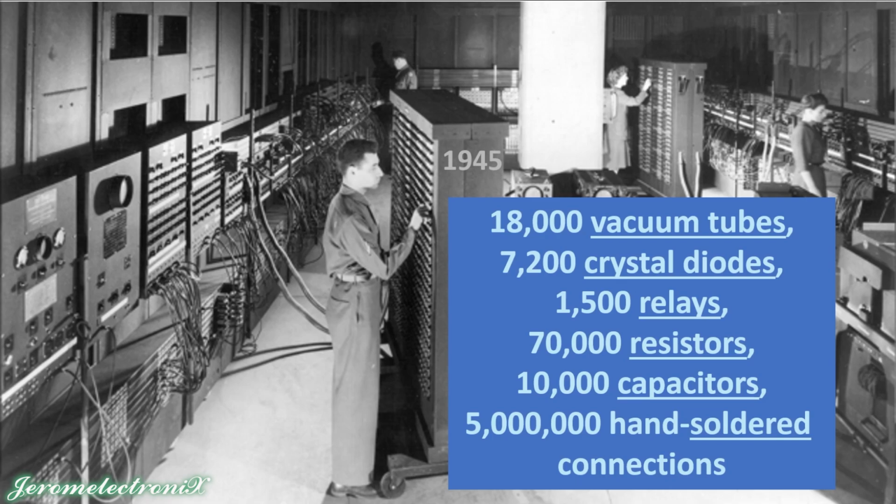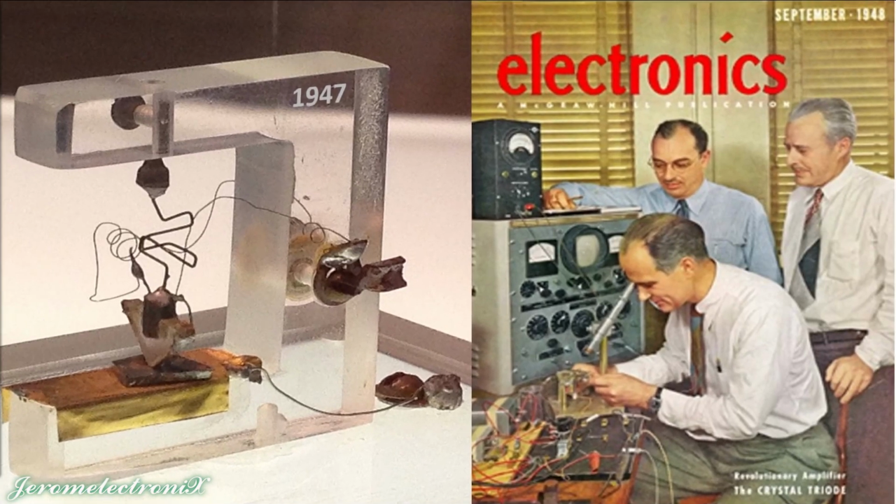So that is the ENIAC. Vacuum tubes were a problem, and we needed to come up with something else. And theoretical physicists had considered the problem and knew there was a solution. And it wasn't until a couple of years after this, in 1947, that the first transistor was made.